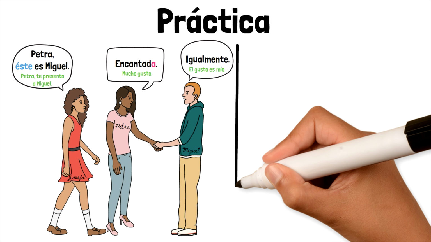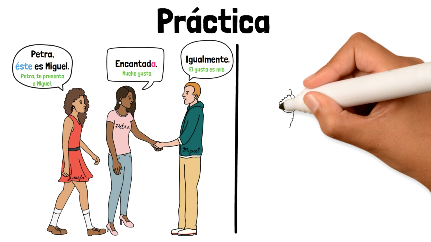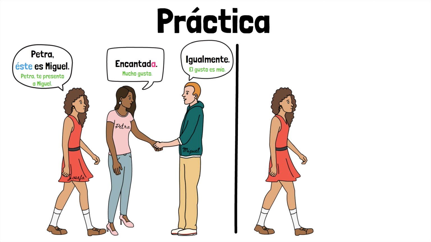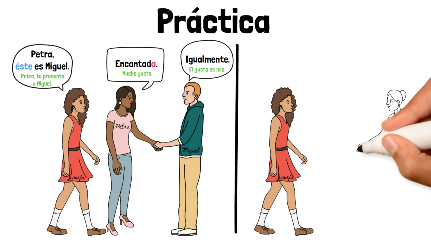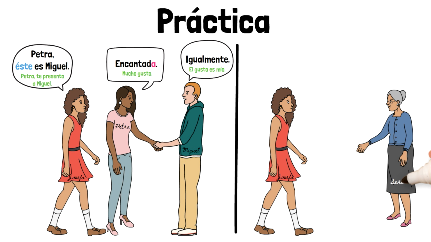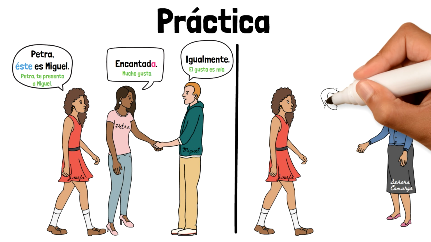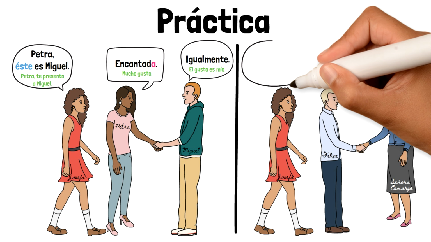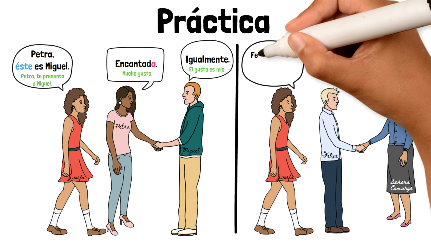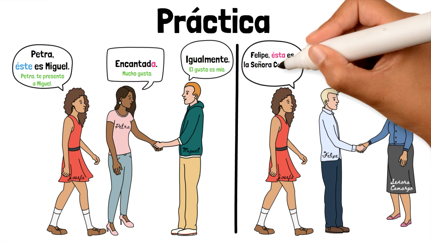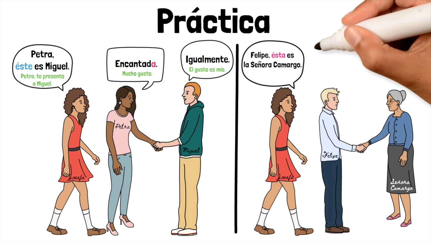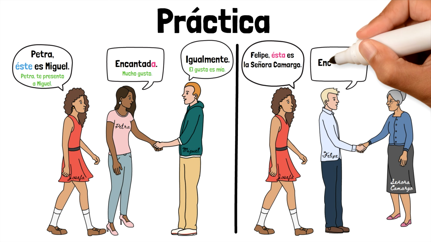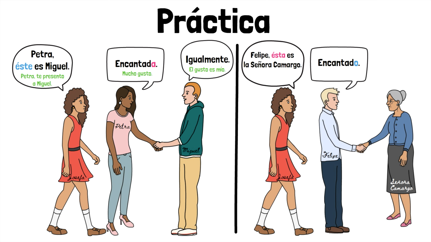So now let's change things up a little bit. Let's bring back Josefa. But this time, she's going to introduce 2 different friends to one another. La señora Camargo and her other friend named Felipe. So Josefa starts off by saying, Felipe, esta es la señora Camargo. And Felipe immediately says, encantado. To which señora Camargo replies, igualmente.